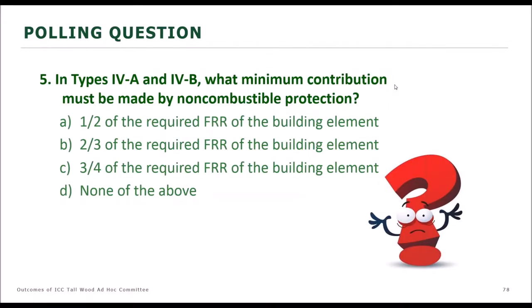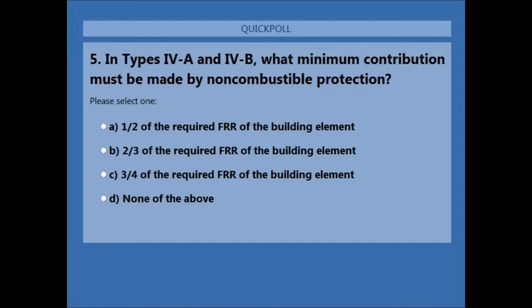I'm going to go back to a poll question now. Marcy? Yep. So we're going to fly through these real quick, but in types 4A and 4B, what minimum contribution must be made by non-combustible protection? Is that half of the required fire resistance rating of the building element, 2/3 of the required fire resistance rating of the building element, 3/4 of the required fire resistance rating of the building element, or none of the above?